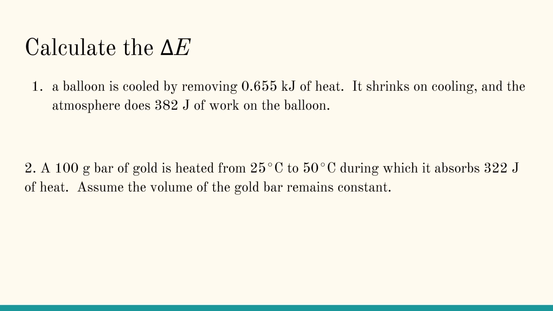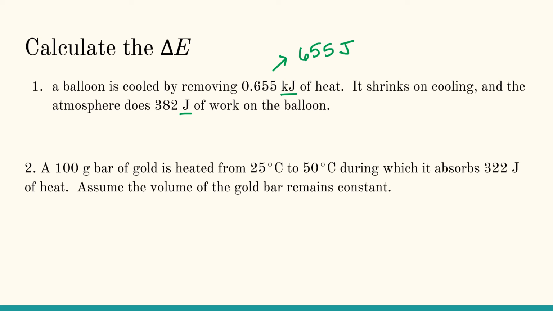All right, some more calculations here. And remember, this is just background information. No one's going to ask you to calculate the delta E of a reaction or a system. It is cooled by removing 0.655 kilojoules of heat. It shrinks on cooling, and the atmosphere does 382 joules of work on the balloon. So just be careful. These don't match. I'm going to change this to joules. This is 655 joules.